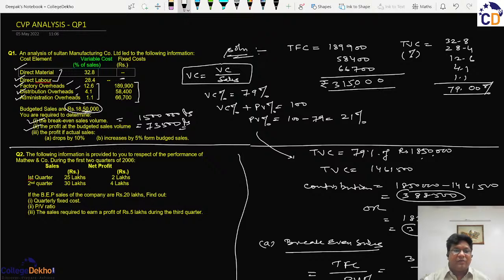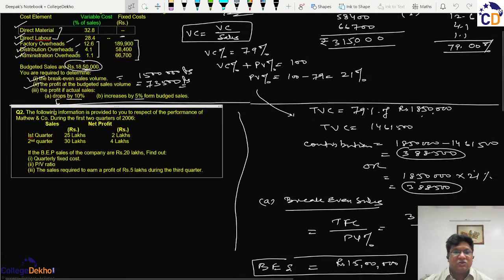Now, the third part says: what will be the profit if the sales either drops by 10% or increases by 5%? So in the first case, because the sales is decreasing, that is the margin of safety is decreasing, therefore it will cause a sharp fall in the profits. And in the reverse case, where the sales is increasing, the margin of safety will increase, that is the contribution will increase, and hence the profitability will also increase.